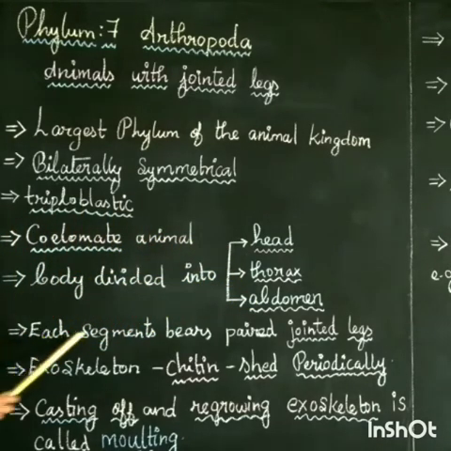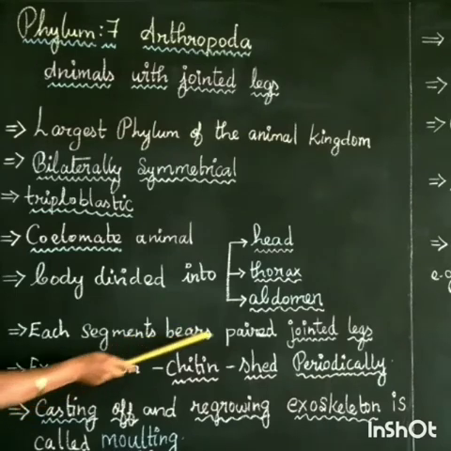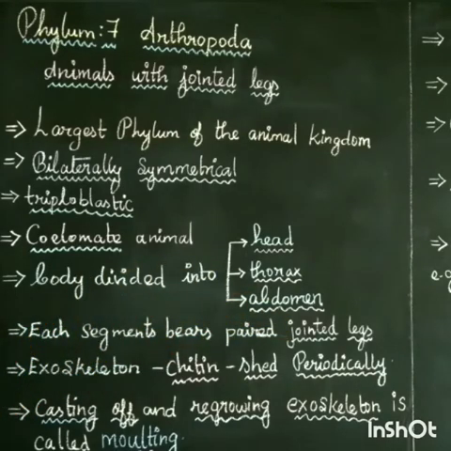Then each segment, that is head bears a pair of jointed legs, then thorax bears a pair of jointed legs, then abdomen bears a pair of jointed legs. These three portions have jointed legs. What is meant by jointed legs? It is legs having three distinct portions. These portions are jointed.